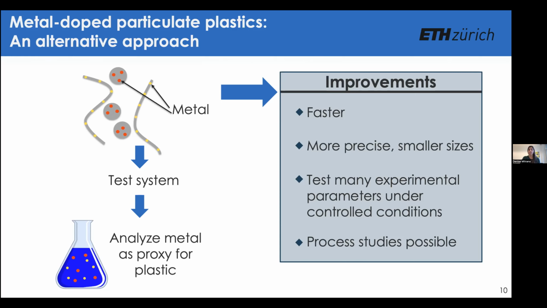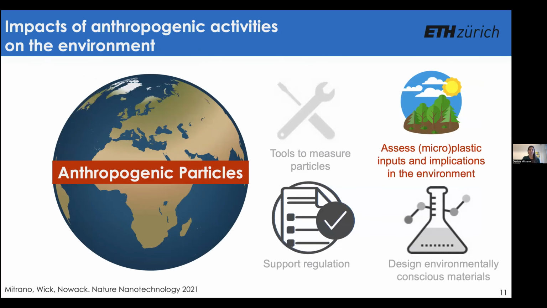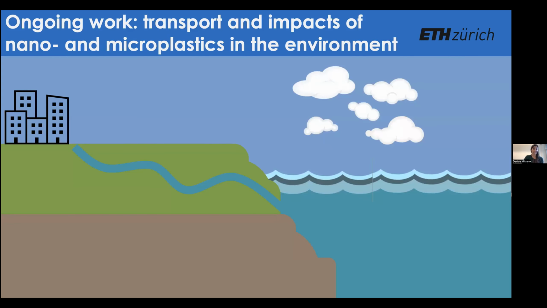And most importantly, we can test many experimental parameters under controlled conditions in the laboratory because we can have a much higher throughput. In this way, process studies become much more possible, to be able to understand fate, transport, and biological uptake of nanoplastics and microplastics. So now that we have this nice tool in place, how are we actually using it to assess plastic inputs and implications in the environment? We have a lot of ongoing work in this space.